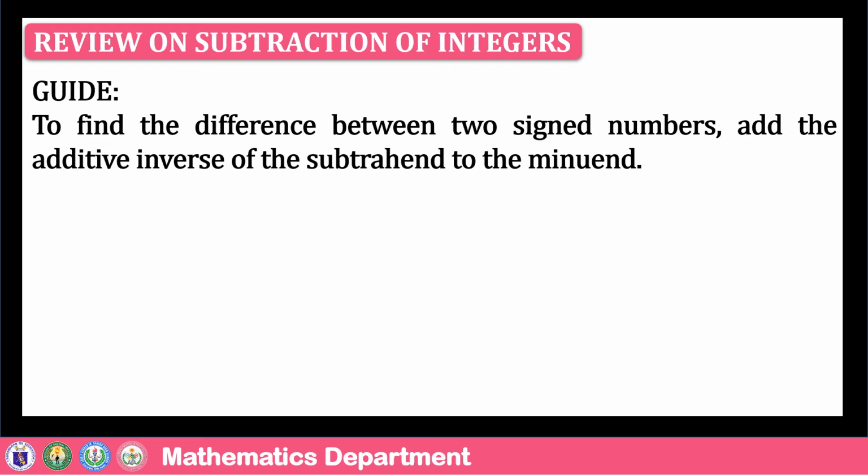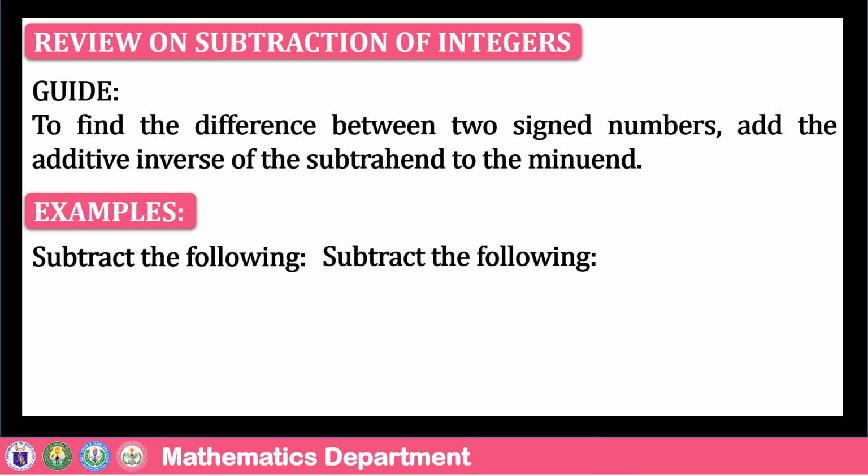Ang ibig sabihin lamang neto na pag nag-add or pag nag-subtract tayo ng dalawang integers, we have to change first the sign of our subtrahend at magpuproceed tayo sa addition. Example, positive 13 minus positive 4 is equal to, so based sa ating rule, babaguhin muna natin yung sign ng ating subtrahend. So alin ba dito yung ating subtrahend? Yung positive 13, this is our minuend. Yung positive 4 naman, this is our subtrahend.